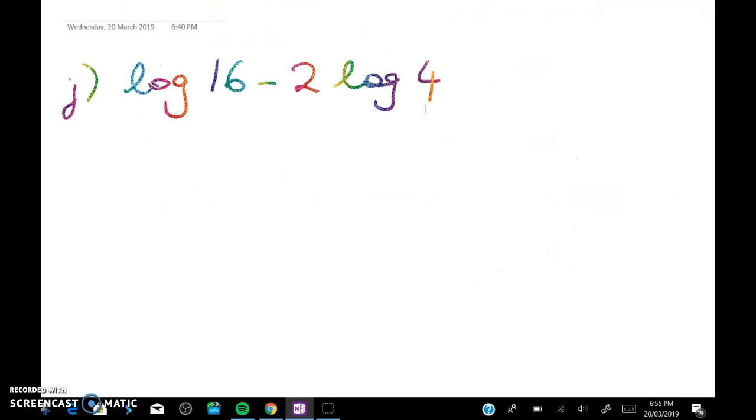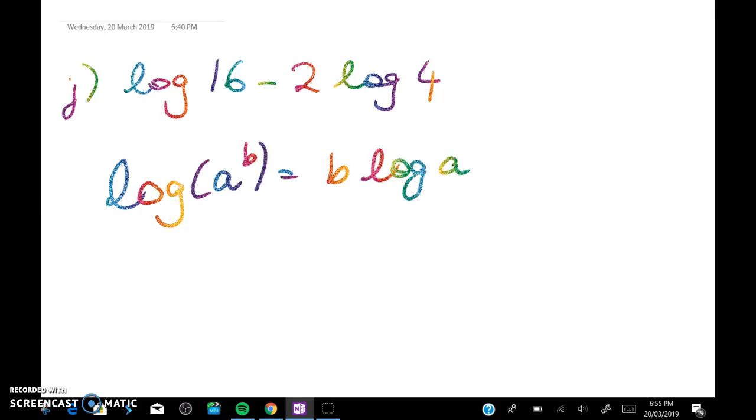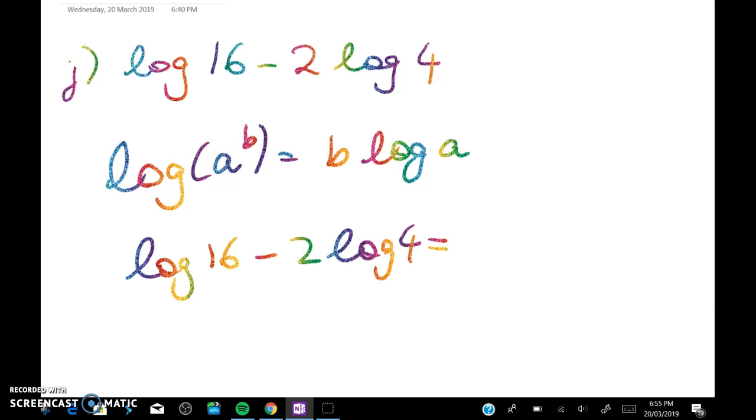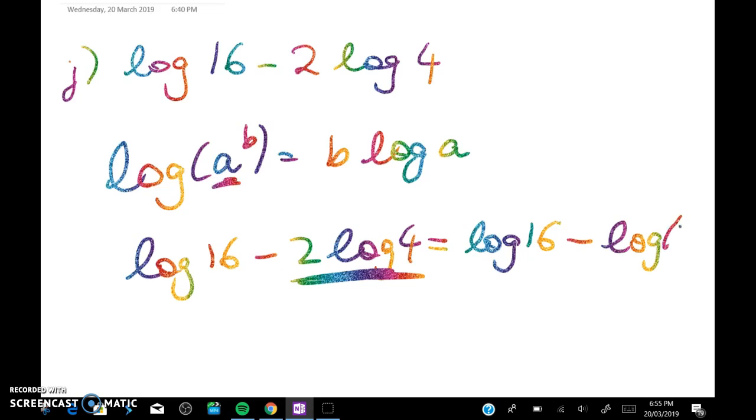Next one, same idea. The rule we're using here is that the log of a to the power of b is equal to b times the log of a. So let's have a look at what log of 16 is. So log of 16 minus 2 log 4 is equal to, well, let's just leave the log of 16 like that. And now we're going to put this one back into this form. So this is log of 4 squared. And that's the log of 16, take away the log of 16, which is 0.